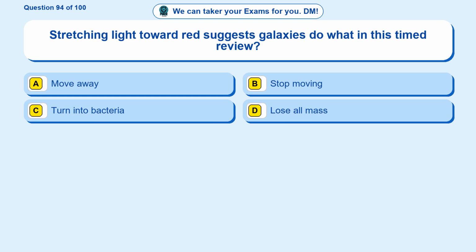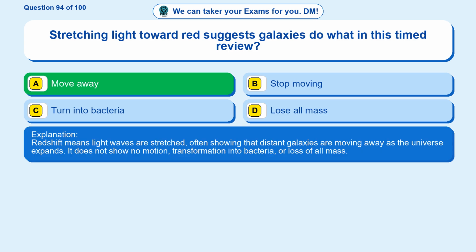Question 94. Stretching light toward red suggests galaxies do what in this timed review? Option A, move away. Option B, stop moving. Option C, turn into bacteria. Option D, lose all mass. The correct answer is option A. Move away. Redshift means light waves are stretched, often showing that distant galaxies are moving away as the universe expands. It does not show no motion, transformation into bacteria, or loss of all mass.